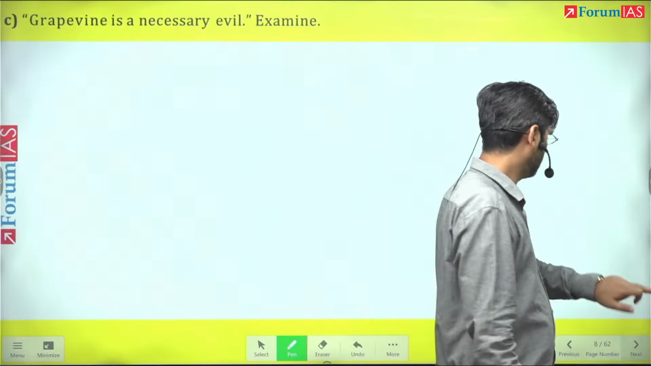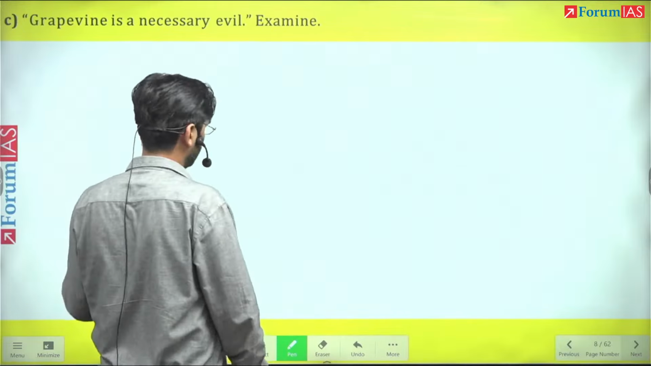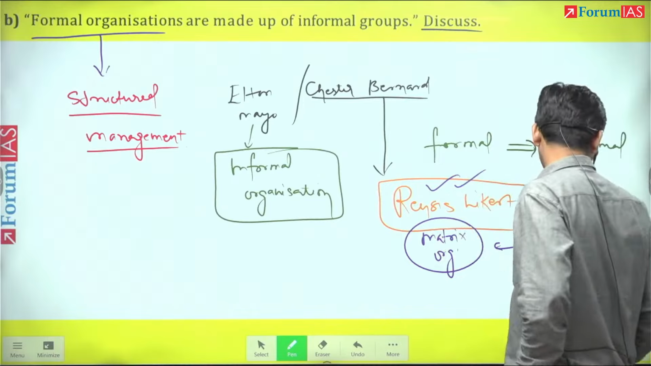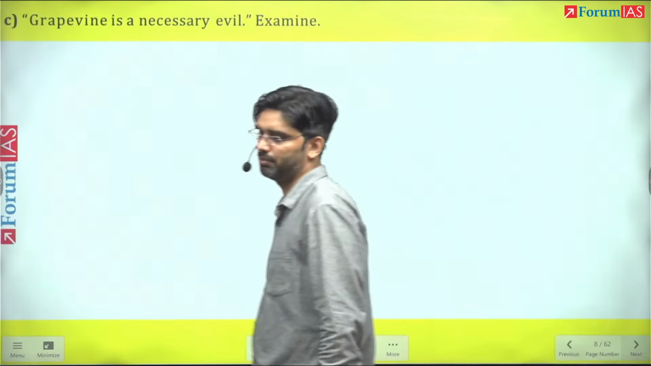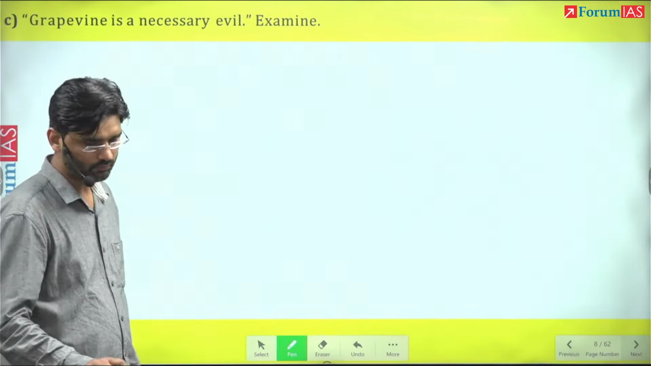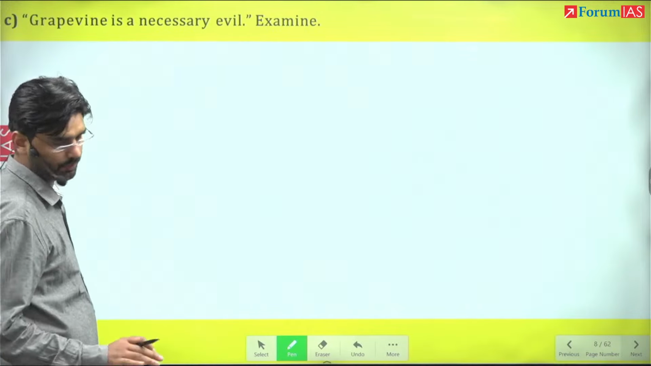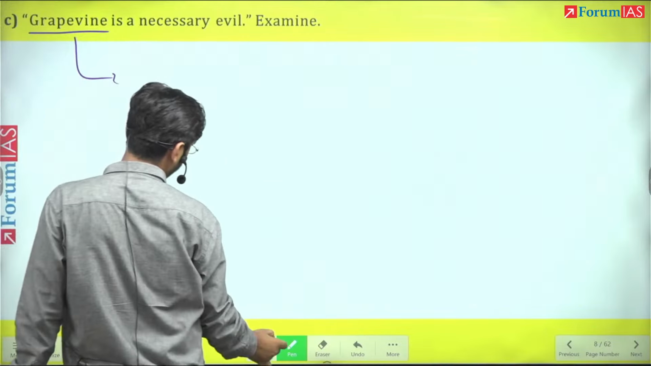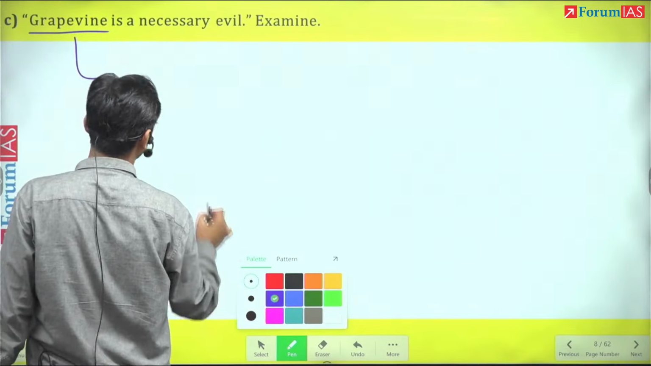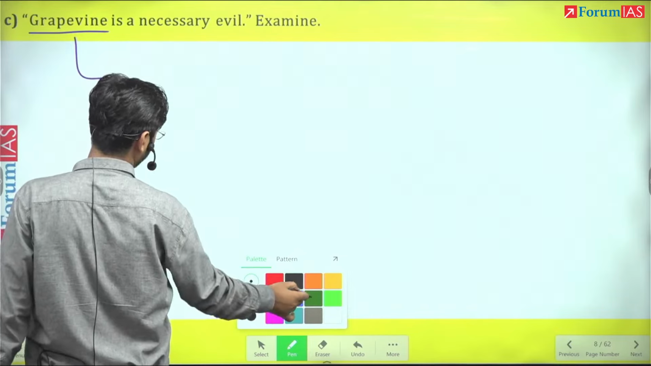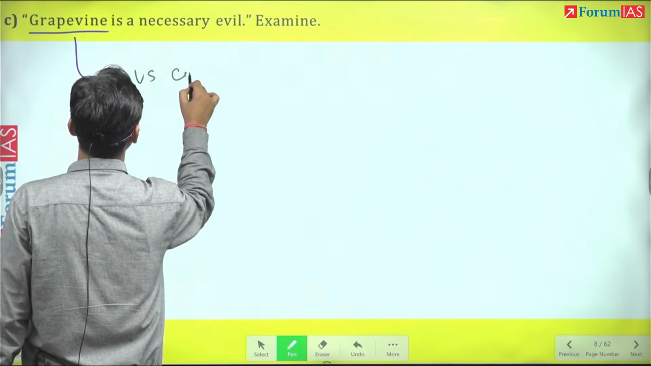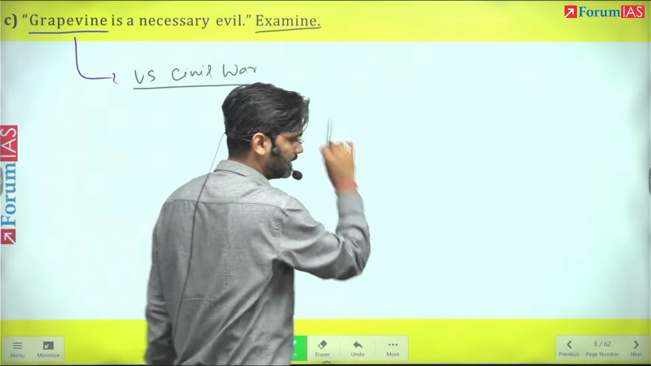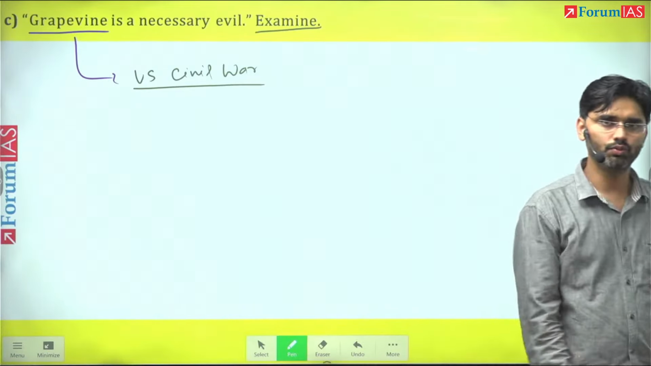Question number 1C. See, this is actually a repetition of a question on informal groups. One very good example is grapevine. What is the question? Grapevine is a necessary evil. See, the concept of grapevine actually originated in the US Civil War. The question is examined, right? US Civil War.